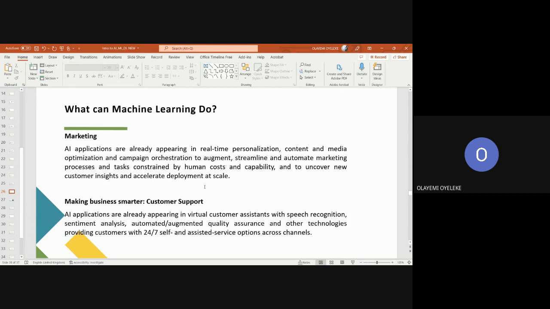AI applications are already appearing also in customer assistance, such as speech recognition, sentiment analysis to understand the sentiment of people around your products. It can be used in augmented quality assurance. It can be used to provide customer service 24/7 and cross-channel communications for your customers. Like on our website at DataLab, I think, we have a chatbot there that stays there 24/7 and chats with our website visitors, engages them and discusses with them, and takes their emails and phone numbers for us. And when we just wake up, we see all their conversations.